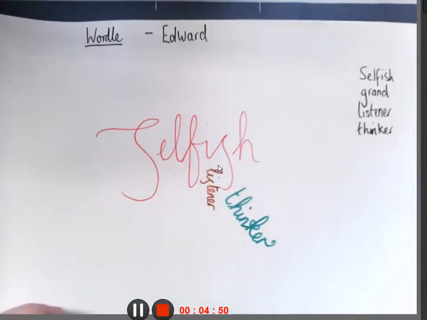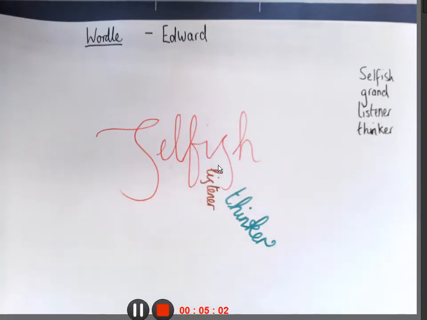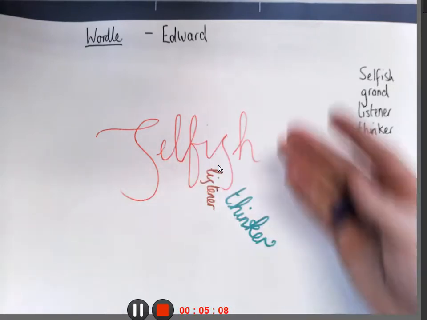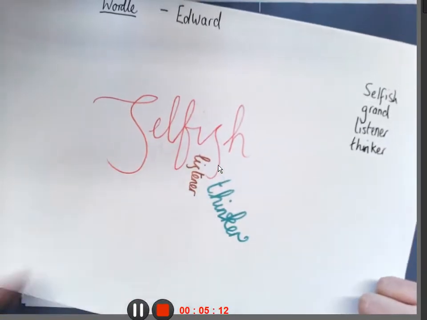There we go. Okay, my last word is the word grand. Well, he was incredibly grand, wasn't he? So grand should really be as big as selfish. I'm looking around to see what space I've got. I've got a bit of space in here. Which direction do I want to go in? Do I want to go across? Do I want to go up? Do I want to go maybe diagonal? Maybe diagonal down here would work well.